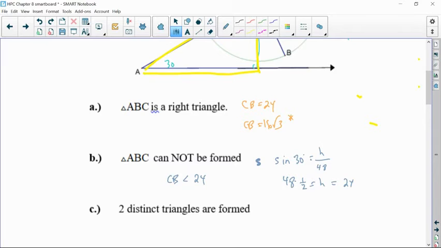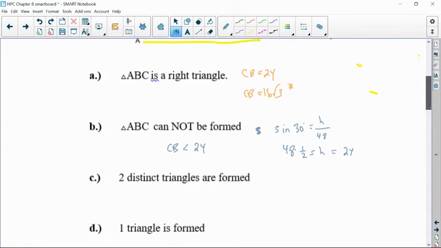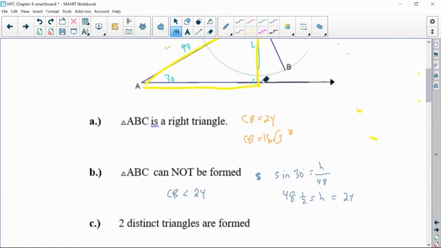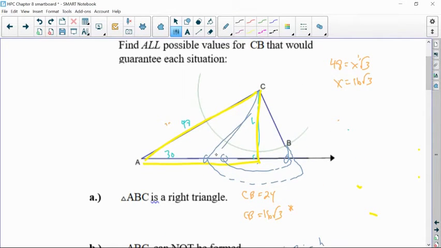Okay, two different triangles, two distinct triangles. We need to make sure CB is bigger than 24 so that when this swings through, it'll intersect in two different spots. So I definitely need to be bigger than 24. And then as this gets bigger, as we saw in the GeoGebra, it gets closer and closer to that given length of 48. And so the closer it gets, the smaller and skinnier that triangle is.